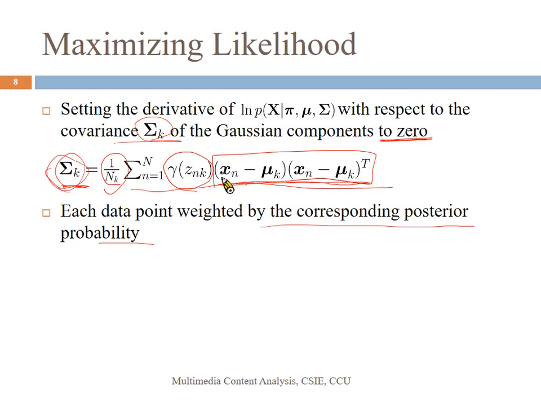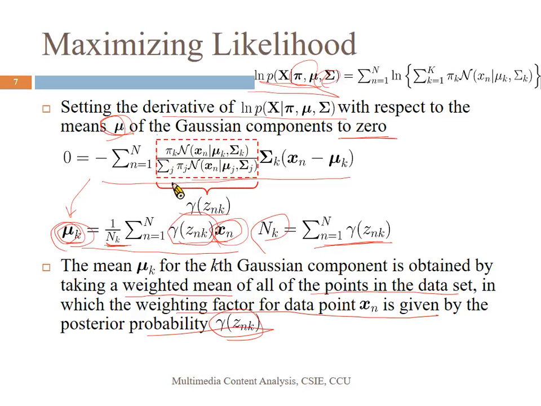We actually need to use gamma(z_nk). And what is gamma(z_nk)? To calculate gamma(z_nk), we need pi_k, mu_k, and sigma_k. So in a word, to estimate mu_k, sigma_k, and pi_k, we need mu_k, sigma_k, and pi_k. So this is a chicken and egg problem. Initially, we don't know mu_k, sigma_k, and pi_k, right?